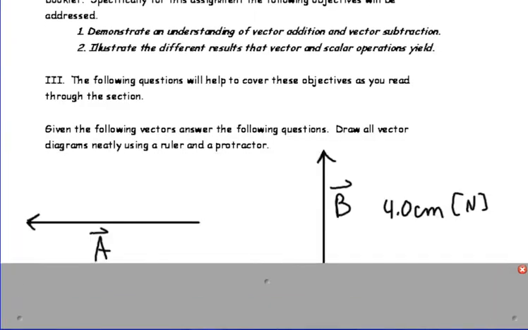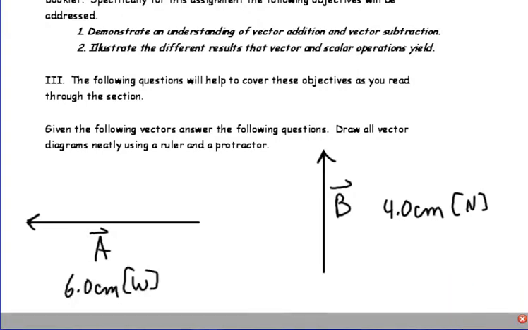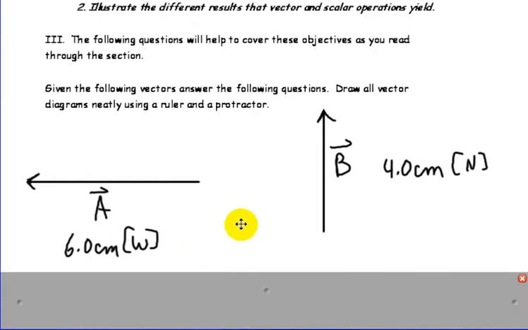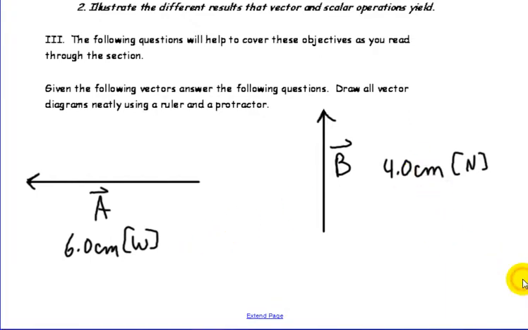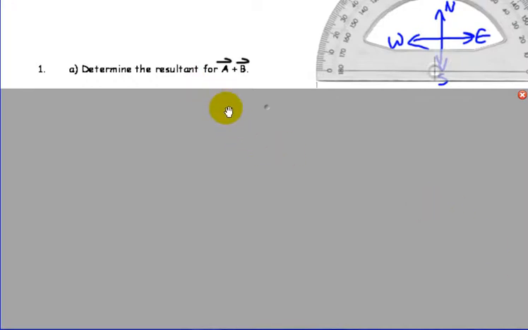So if we take a look at this, you have this on your front page. I just redrew it here, and I made these to scale, so if you actually measure this vector A, it's 6 centimeters, and vector B is 4 centimeters, and west and north are their respective directions. So if we take a look at the next page, determine the result of A and B. Take a minute or so, draw that out underneath here, pause this video, and we'll take a look at it.